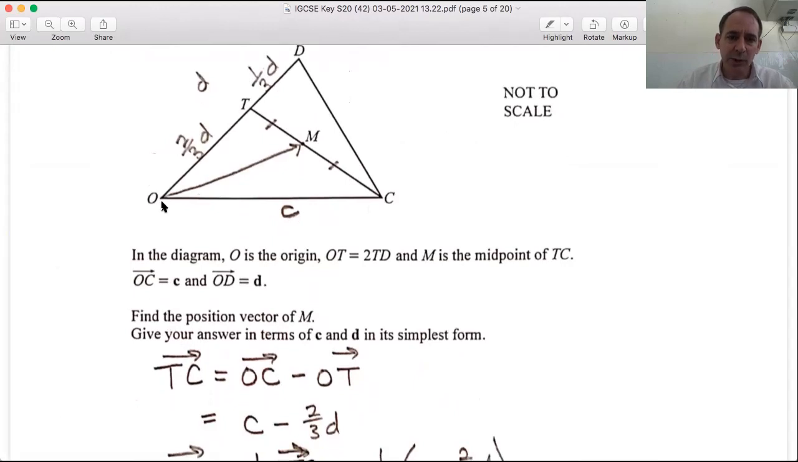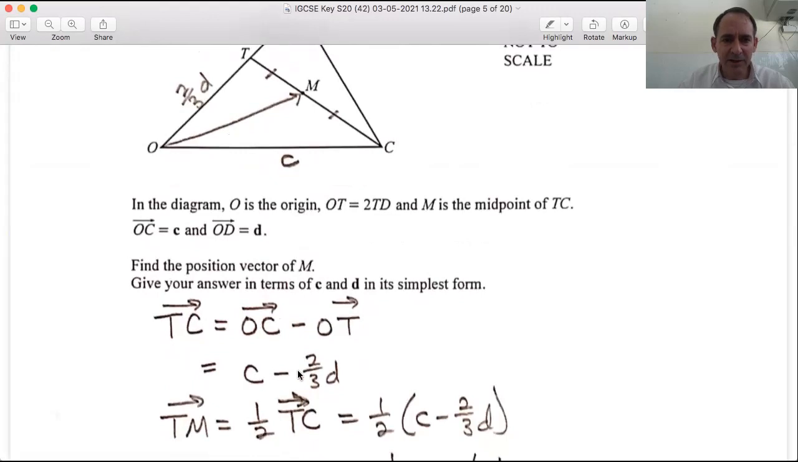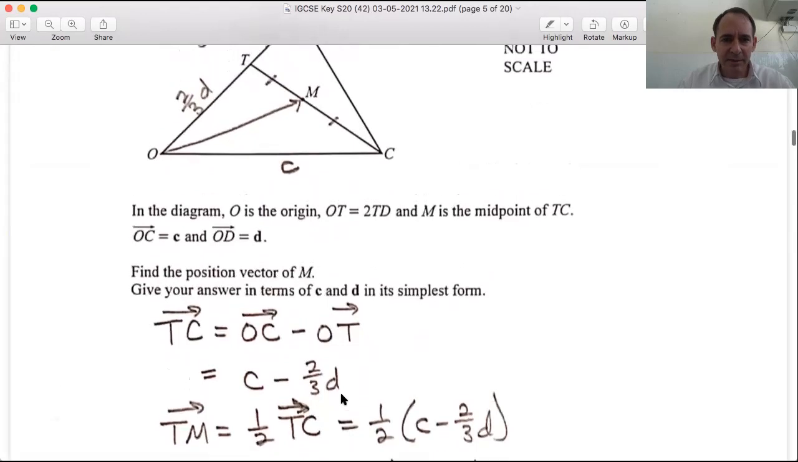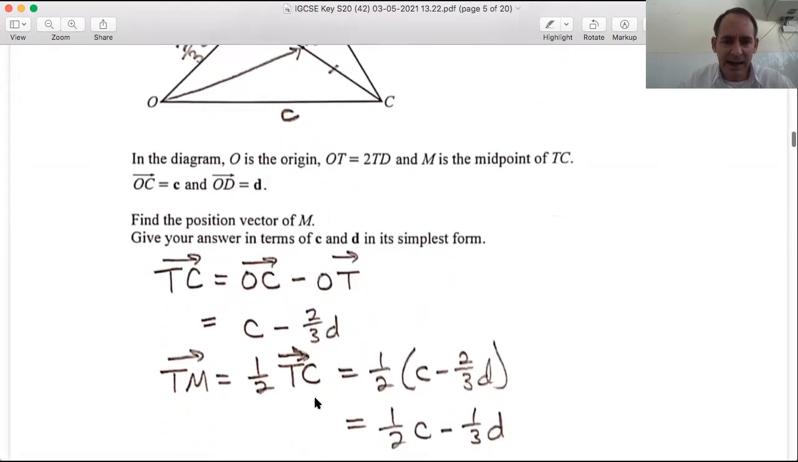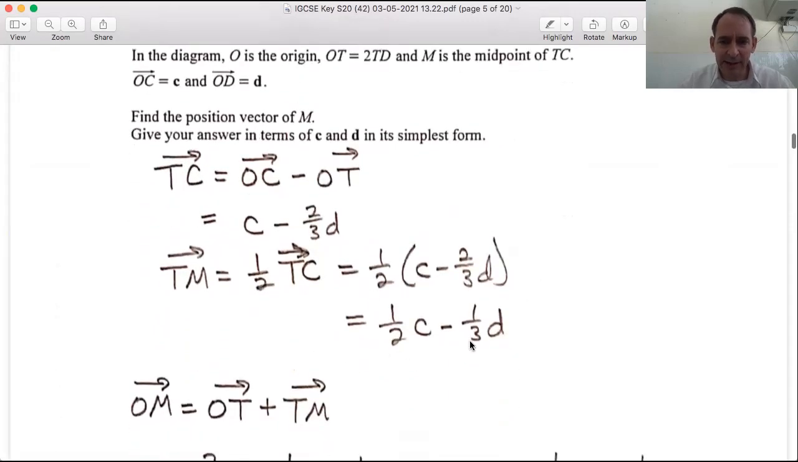OC and OT are tail to tail, so that means we do end minus start. So from T to C is end minus start, so that's C minus 2/3 D. And then if we want to find T to M, which is half of TC, we distribute the 1/2 through and we get 1/2 C minus 1/3 D.